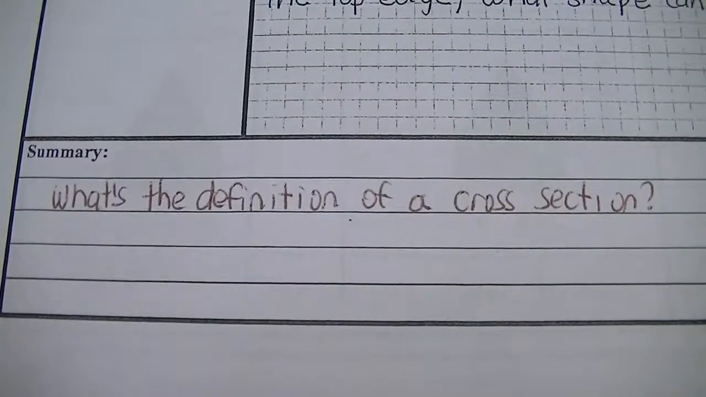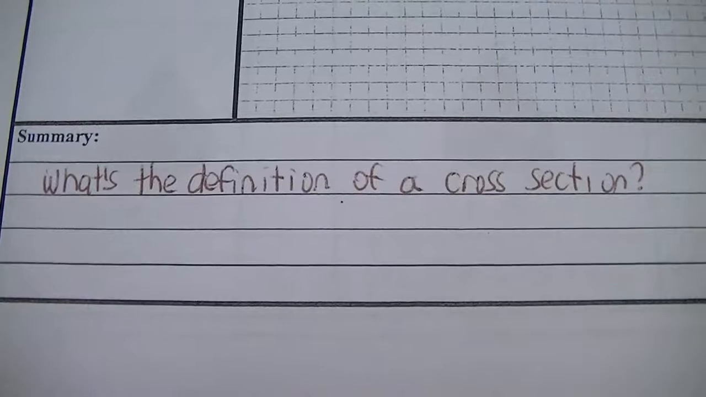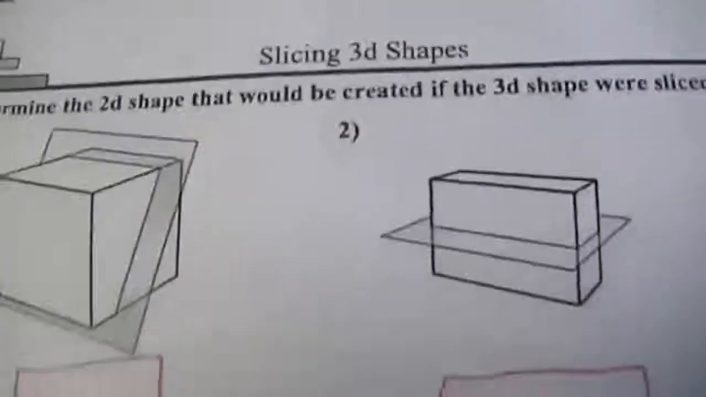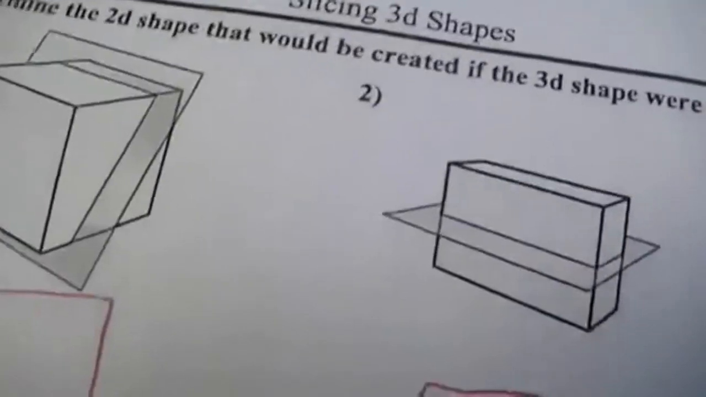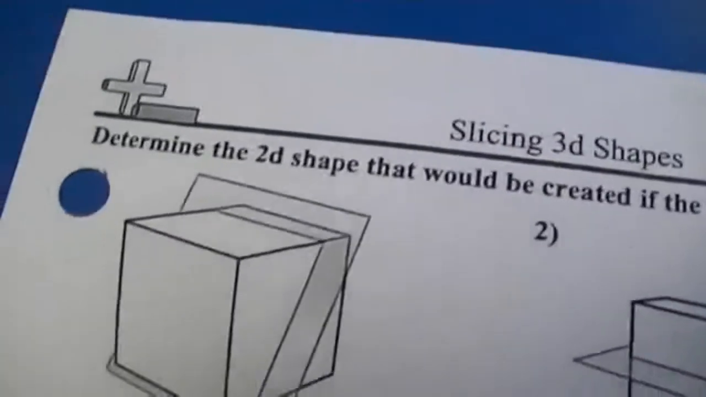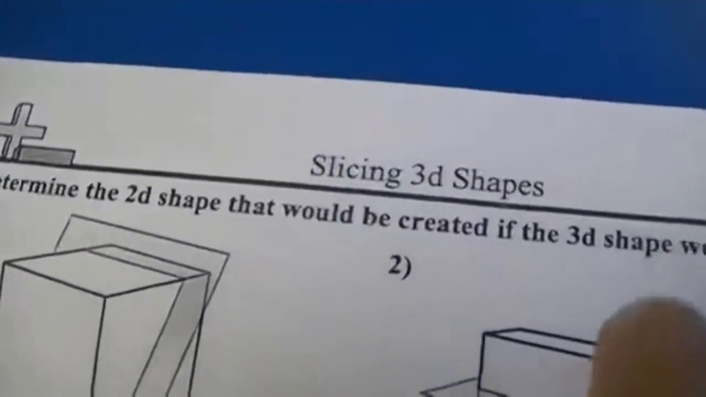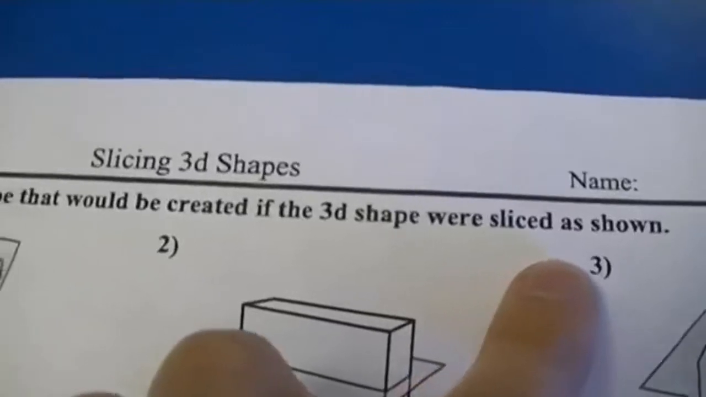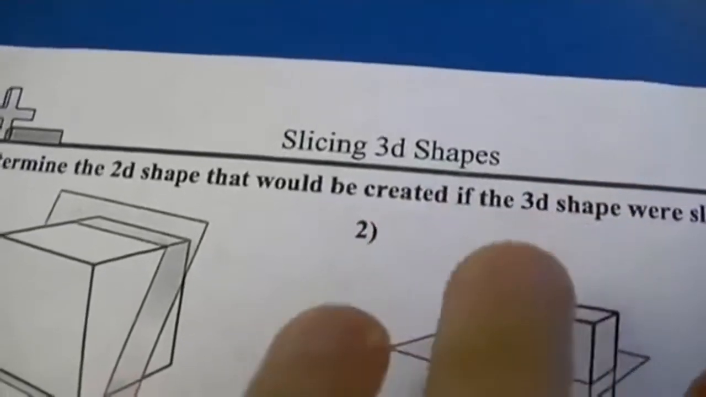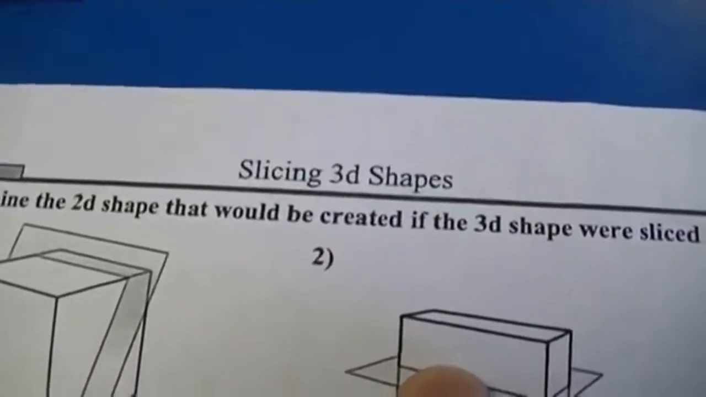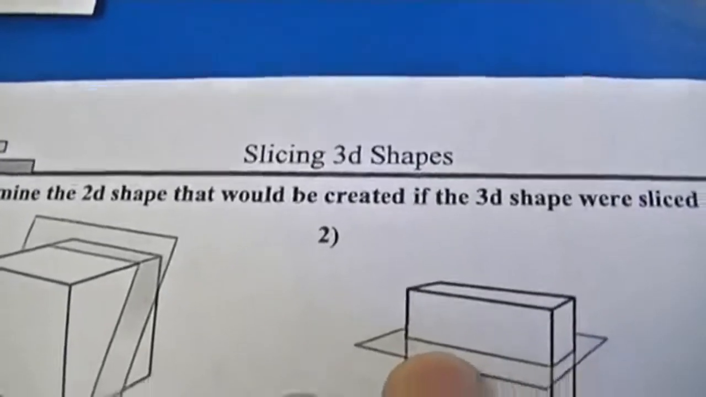Okay. Your summary asks, what's the definition of a cross-section? Slicing 3D shapes. And I'm going to show you the answers to that, but before you do it, I want you to take some time and determine the two-dimensional shape that would be created if the 3D shape were sliced as shown. And I want you to actually draw the picture, okay? So pause the video right now, and now here are your answers.